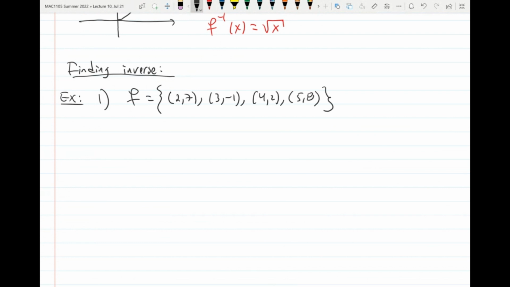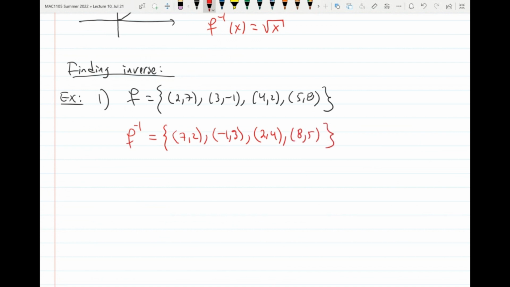This is a function, so we know it's 1-to-1. You can verify that two different inputs always have different outputs, and you can do that visually by looking at it. So now it has an inverse. What's the inverse of this function? It's (7,2), (-1,3), (2,4), and (8,5).